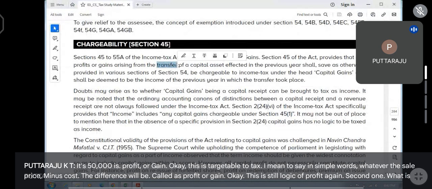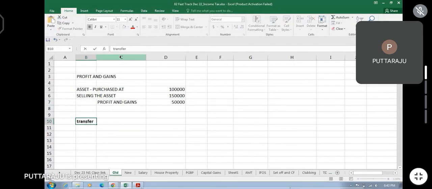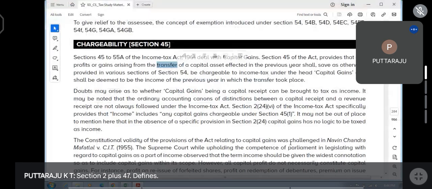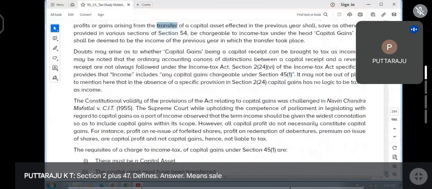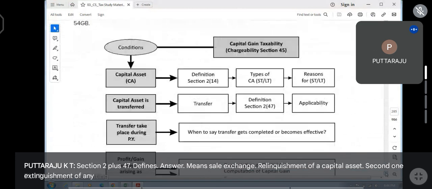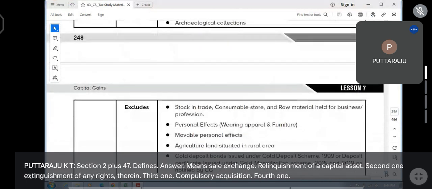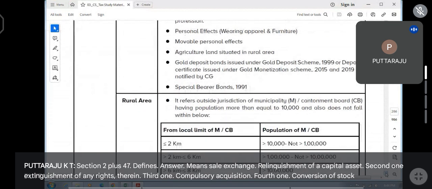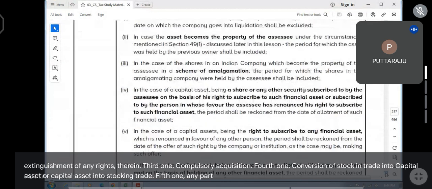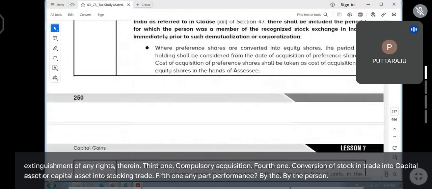Second one, what is meant by transfer? Section 2 clause 47 defines transfer. Transfer means sale, exchange, relinquishment of a capital asset. Second, extinguishment of any rights therein. Third, compulsory acquisition. Fourth, conversion of stock in trade into capital asset or capital asset into stock in trade. Fifth, any part performance by the person. That is called transfer.